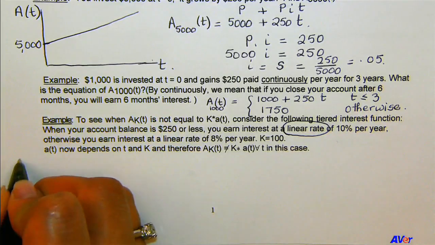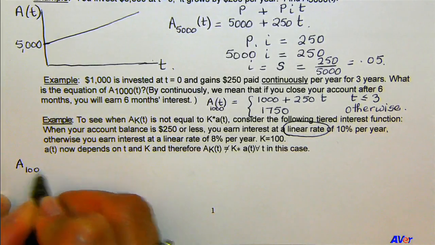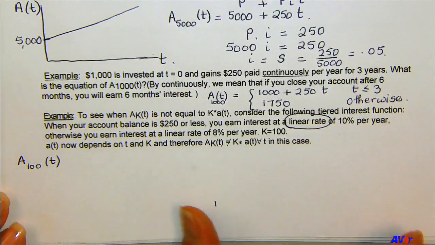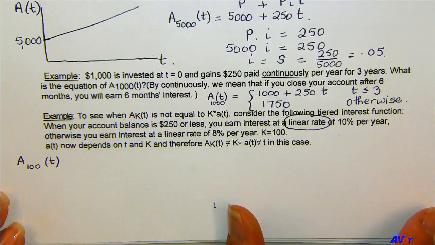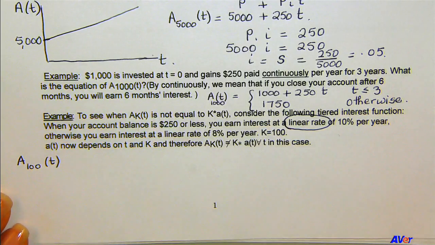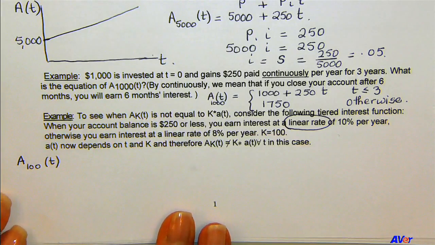I want you to find me A100 of t for this. I'm still talking about simple interest. I claim that it's going to be a tiered function. By tiered function, I mean one function for 250 or less, another function for greater than 250. Can you please work on this right now?